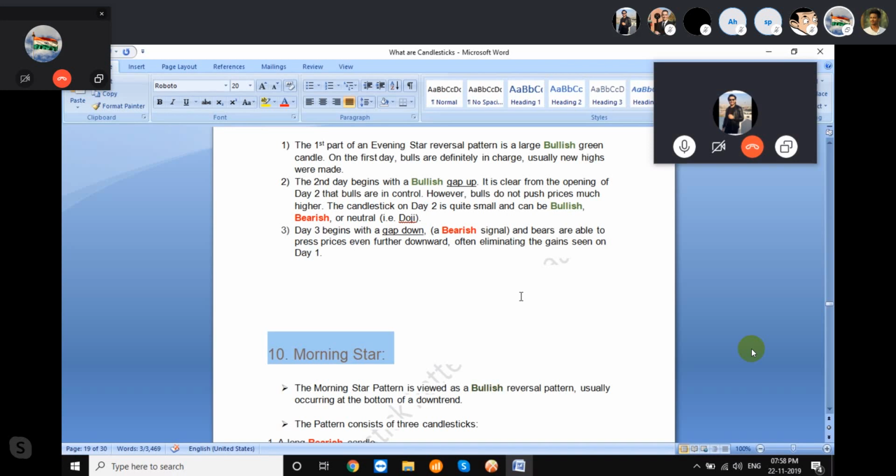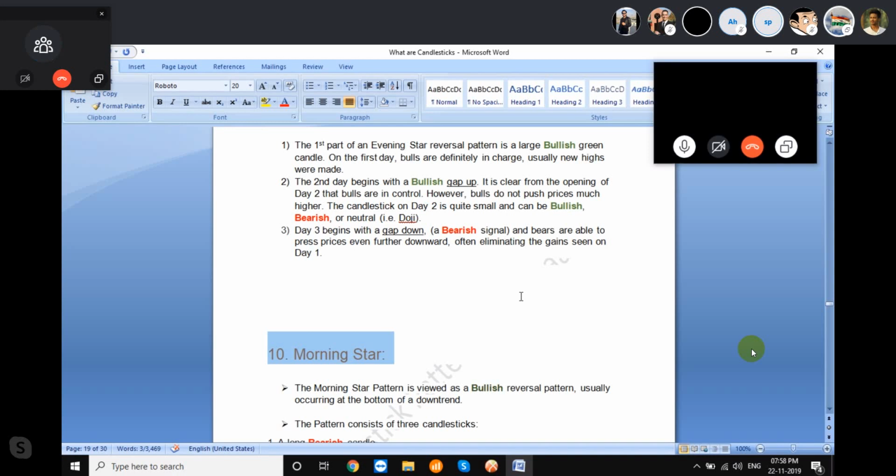Just try. If you don't know, just try because you know the pattern of evening star. At least you can correlate with that and let me know. It's completely opposite to the evening star. Okay, fine. How should it look like? The evening star forms resistance and the morning star forms support.